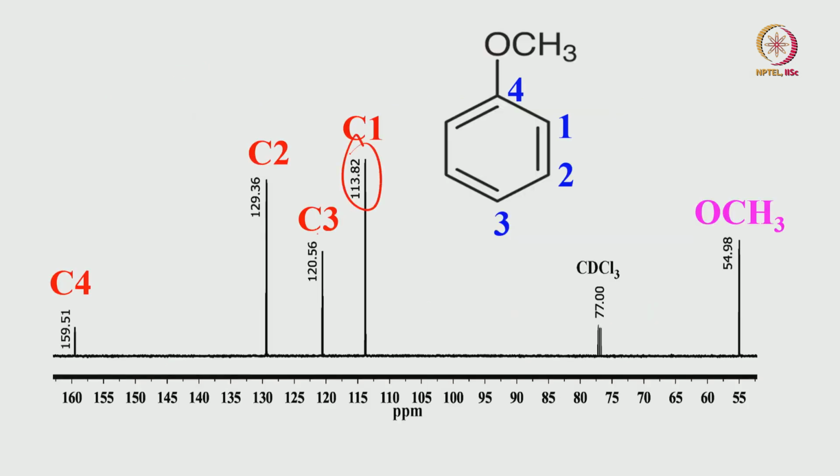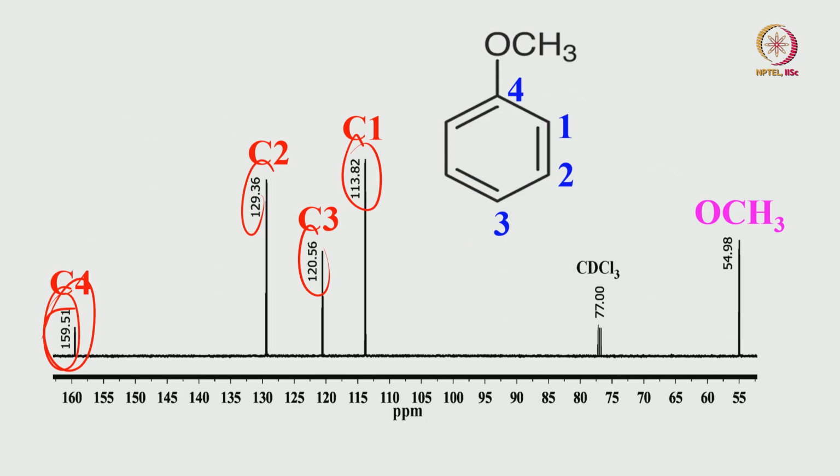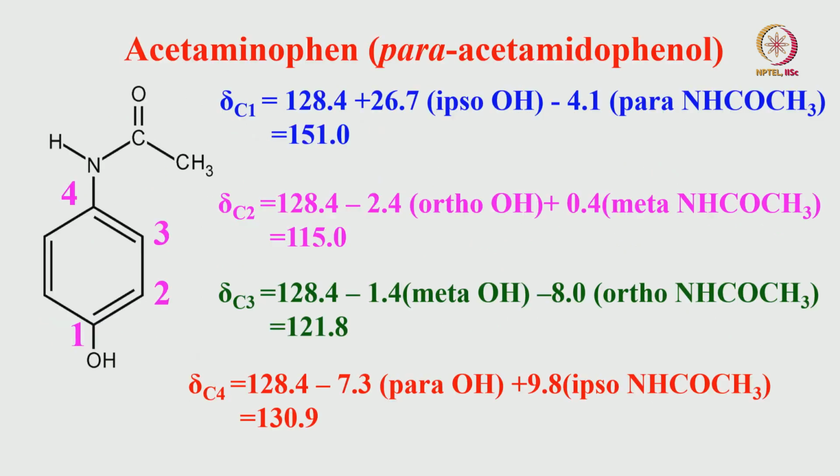See here 114, 120, 129, 158. All the experimental values are approximately equal. Look at the last one, 159.51, here 159.7. So close by. Of course, a predicted value is predicted, not experimental. The authentic value is experimental. But to make the assignment easier, this is one way you can calculate. You can predict the carbon 13 chemical shifts, and that is how all these things can be assigned very easily.